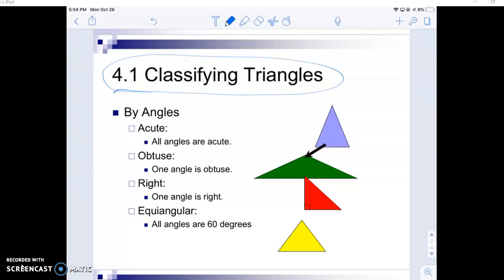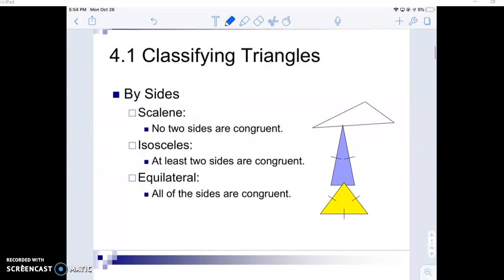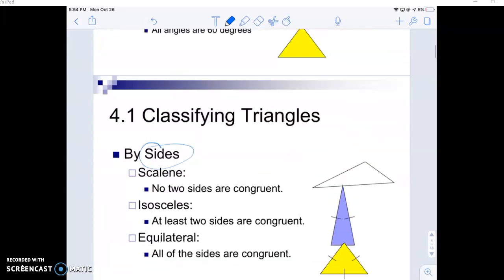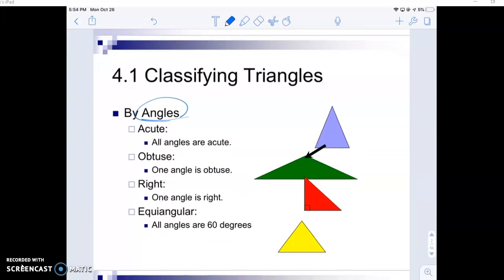So first thing we're talking about, classifying triangles. We can classify triangles in one of two ways. We can classify them by angles, or we can classify them by sides. Those are the two ways. You've all done this in the past a lot of times, so let's just review.